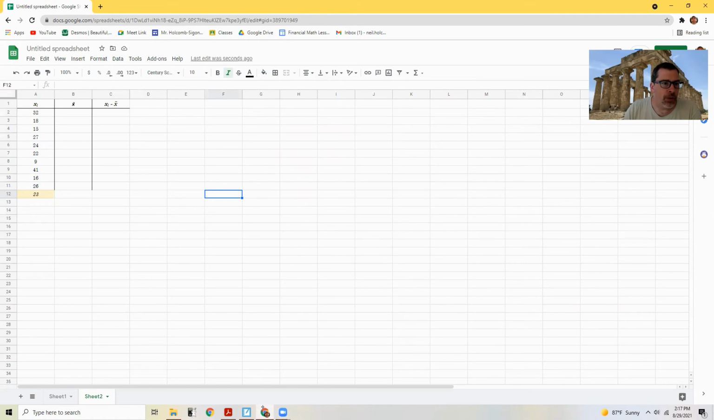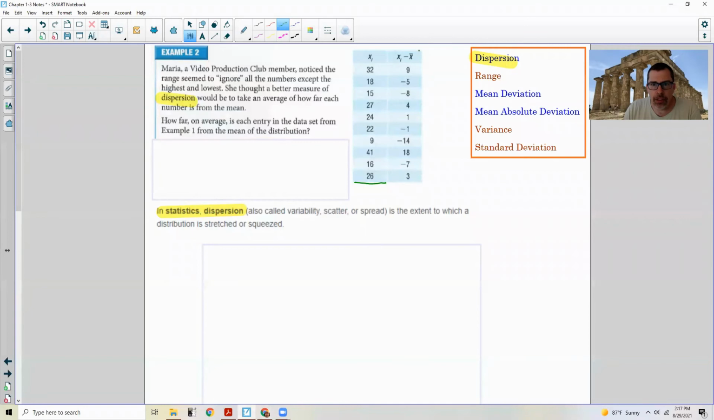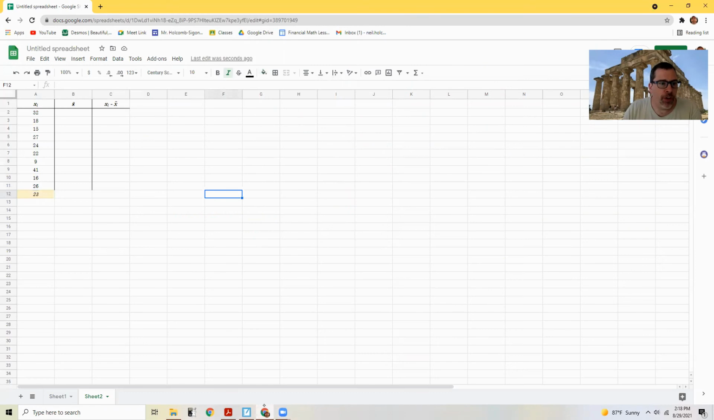So now I want to take, and if you look in the example here, they're saying you take X sub I, which is over here, these values from the set, and subtract the mean from them. So this number minus the mean. So let's do that in the spreadsheet. So I first want to put the mean over here. So I could just say that this is going to equal this.